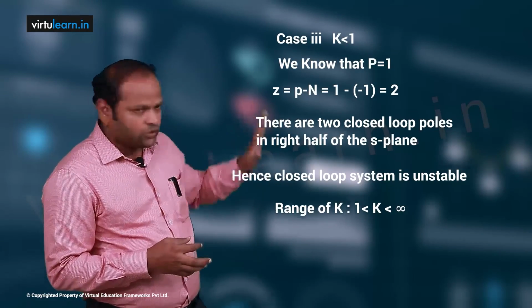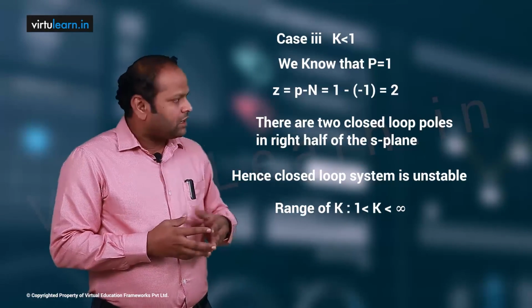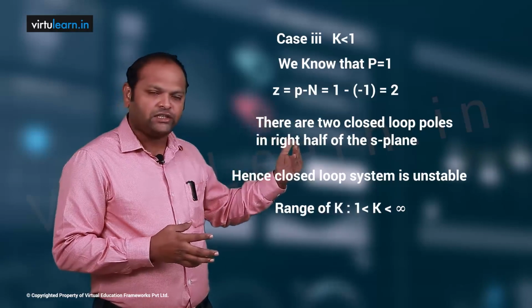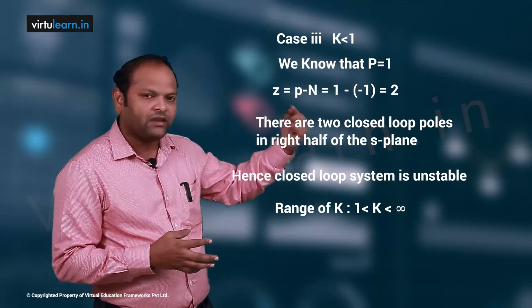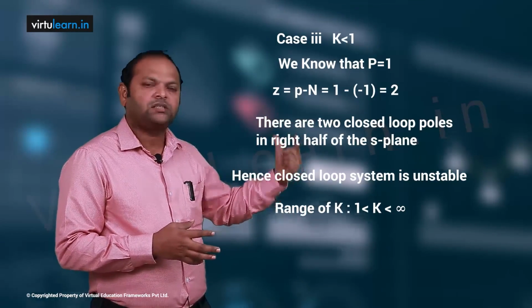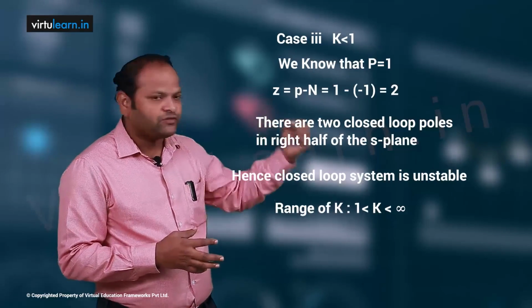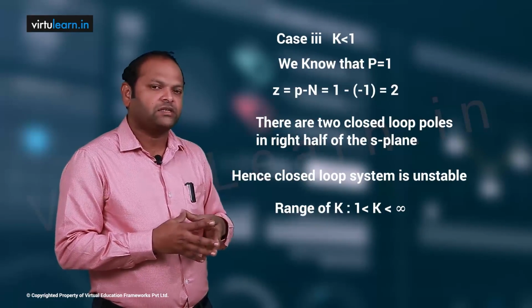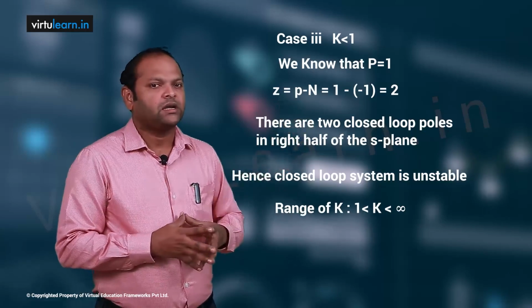So what is the final conclusion from all this analysis? The stability range for the system is K should be greater than 1 and less than infinity. This is a stable condition. When K is 1, it is marginally stable. When K is in between 0 and 1, it is unstable.